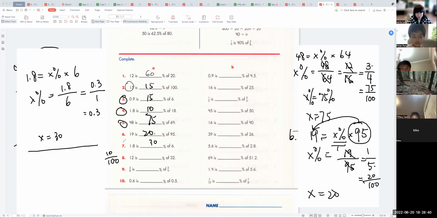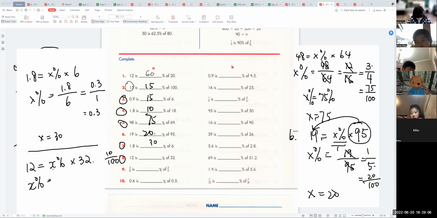Okay, so number 7, Mike. Mike, can you give me the equation? Number 7. 12 over 32. 12 divided by 32 equals x percent times 32. Okay, so x percent equals what? 12 over 32.